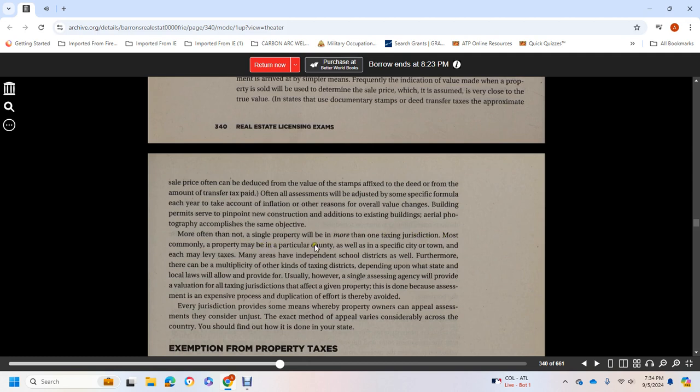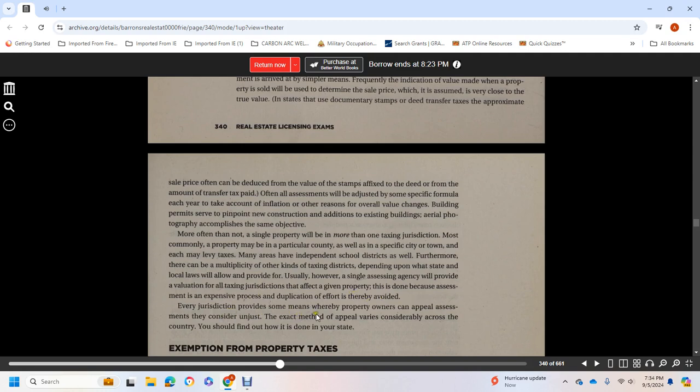Most commonly, property is in a particular county as well as a specific city or town, and each may levy taxes. Many areas have independent school districts as well. Furthermore, there can be a multiplicity of other kinds of taxing districts, depending upon what state and local laws allow. Usually, however, a single assessing agency will provide valuation for all taxing jurisdictions that affect the given property. This is done because the assessment process expense and duplication of effort are thereby avoided.